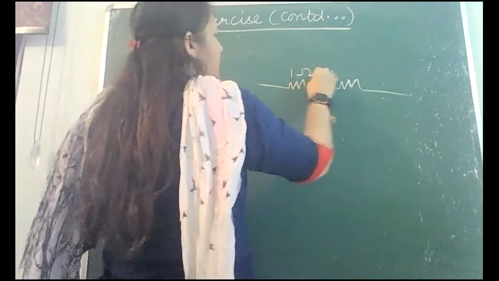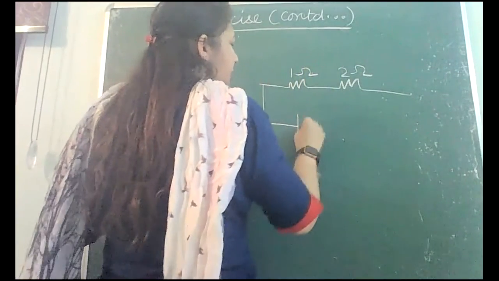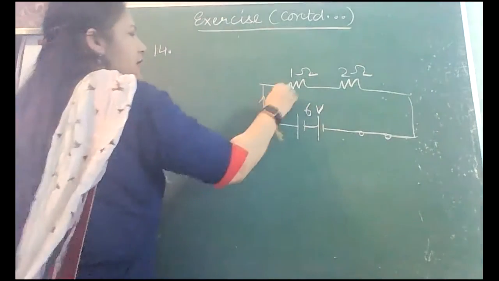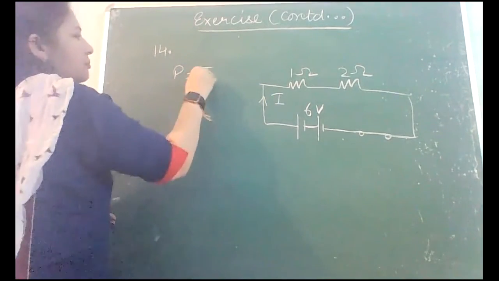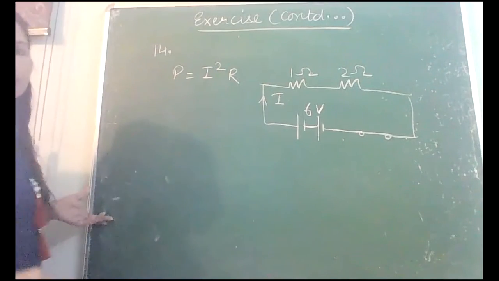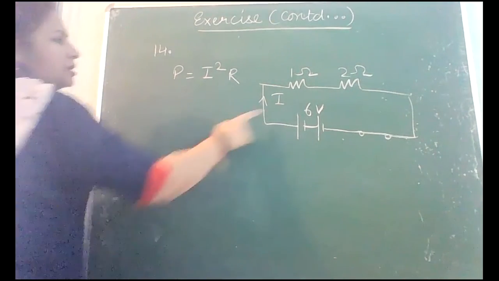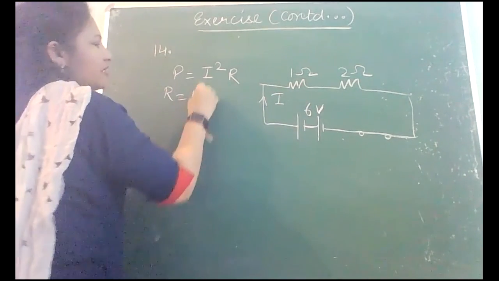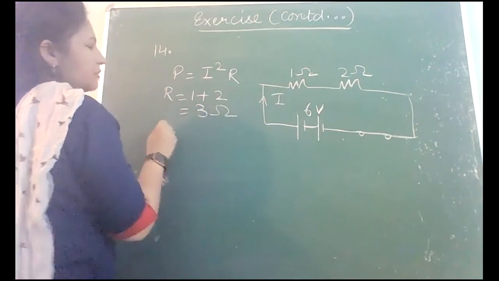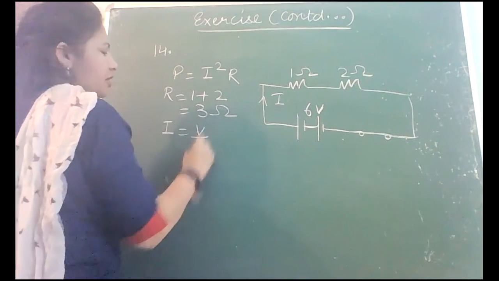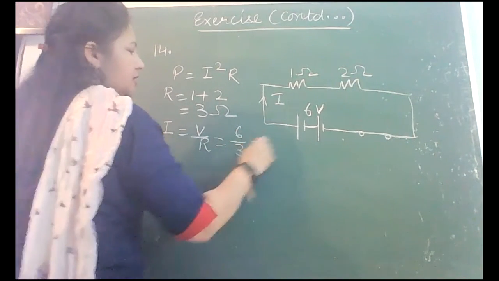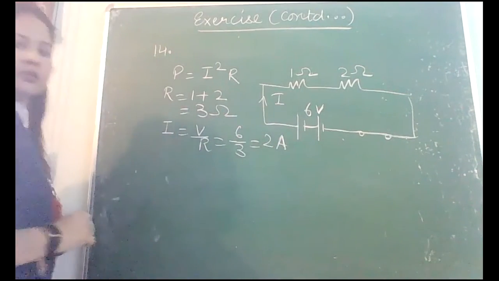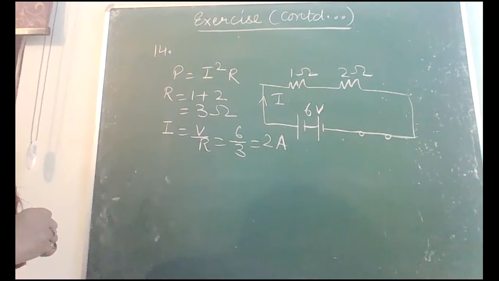We have two resistors in series, 1 ohm and 2 ohm. They are connected to a battery of 6 volts. Let us calculate the power, P is equal to I square R, through the 2 ohm resistor. For that purpose, we need to find the current of the circuit first of all. What is the equivalent resistance of the circuit? These are in series, so we will simply add them up, and the total resistance of the circuit is 3 ohm. So current is V over R, 6 by 3, that is 2 ampere. So first of all, we find the total current flowing through the circuit.